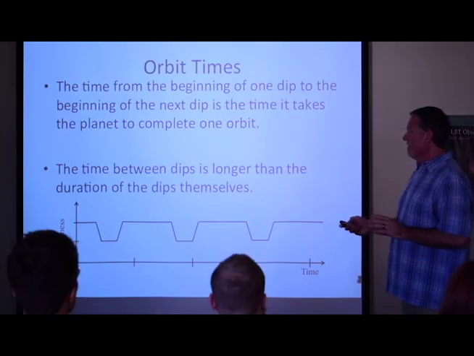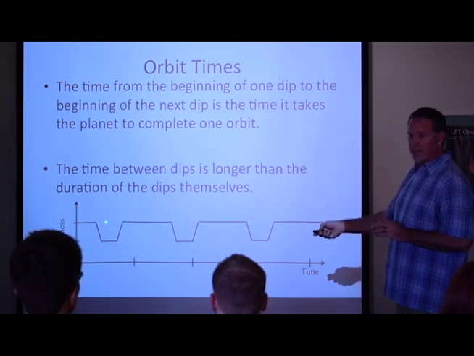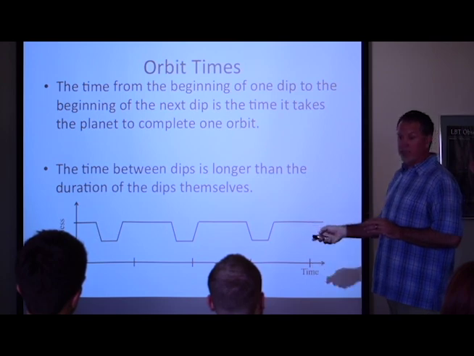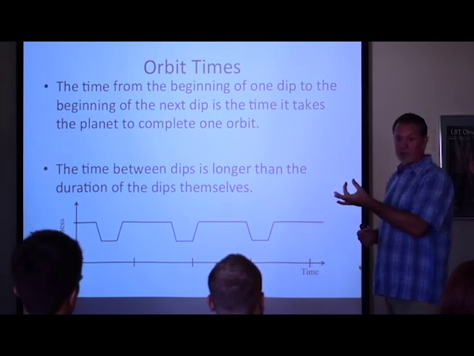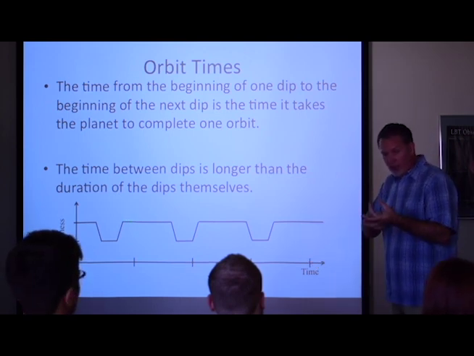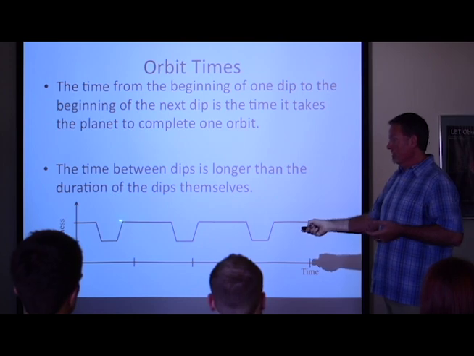Okay, so also notice, and I didn't draw this too well on this graph, the length of the time here is much longer than the width of just one dip. Because the width, the amount of time that it takes to make one dip, is just the time where it was in front of the star. But this is the amount of time that it takes to go all the way around and come back and be in front again. So in theory, this should be a lot longer than just a dip width.